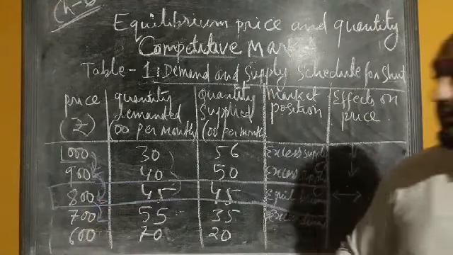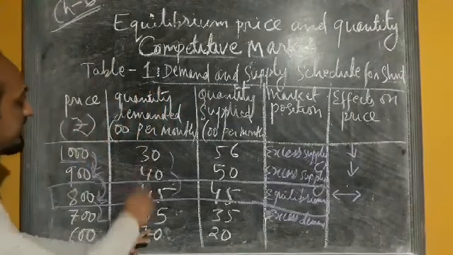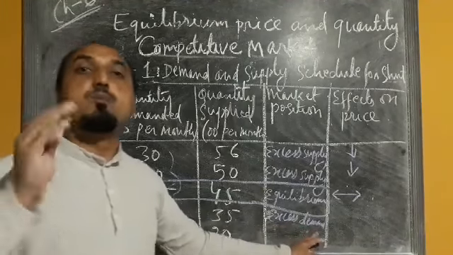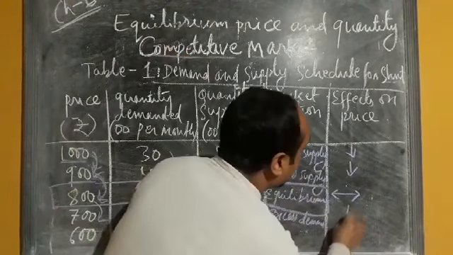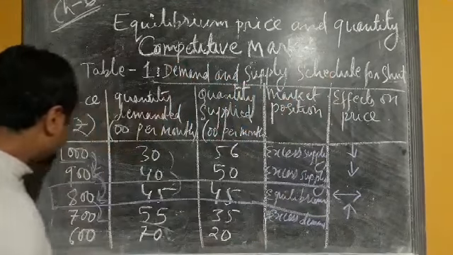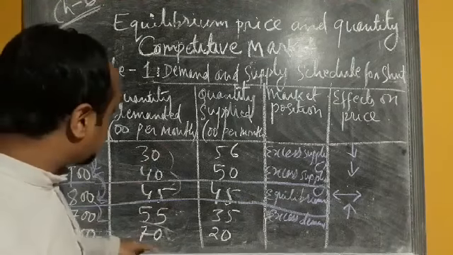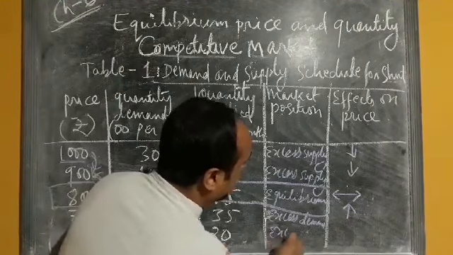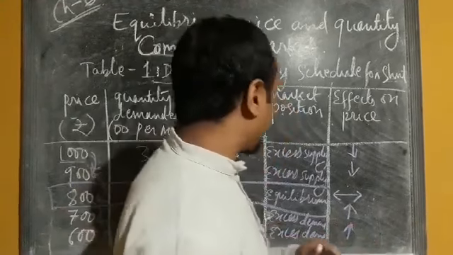Now I will consider another case where price is decreasing from 800 to 700. Here quantity demanded is 55, quantity supplied is 35. The situation is excess demand. Now when there is an excess demand for a commodity in a market, there will be a tendency for price to rise. Then price will move in the upward direction. Similarly, if the price decreases from 700 to 600, quantity demanded is 70 and quantity supplied is only 20. So here is also a situation of excess demand. Here also there is a tendency for price to rise.